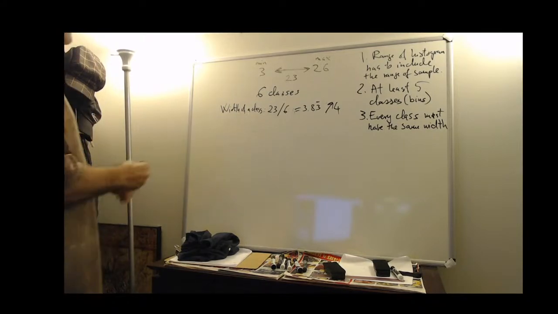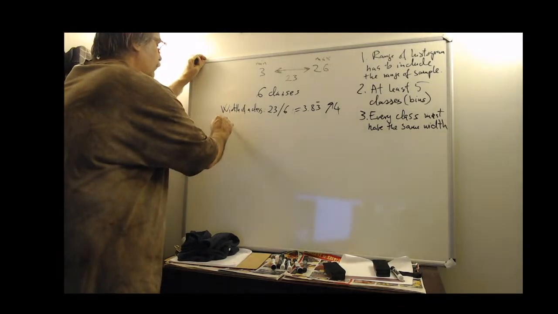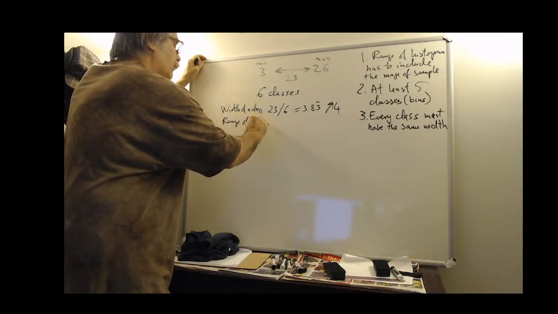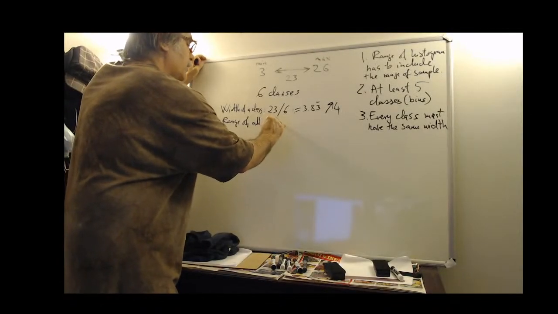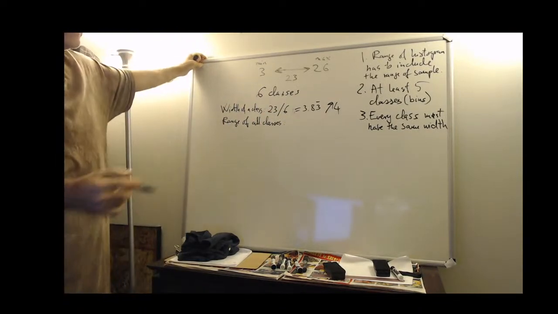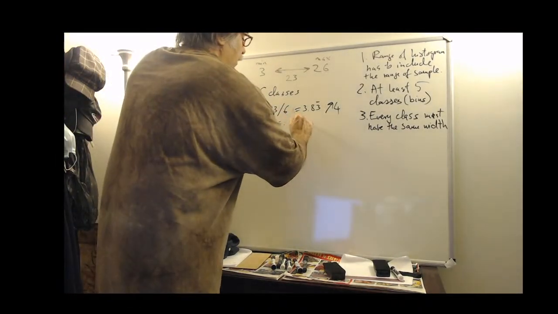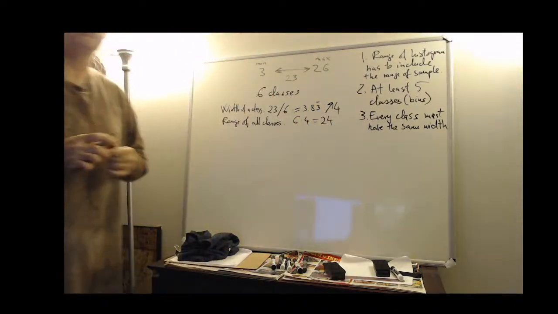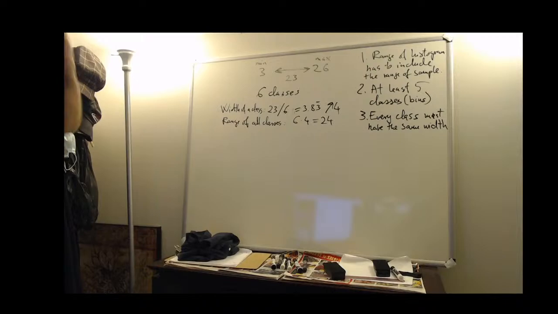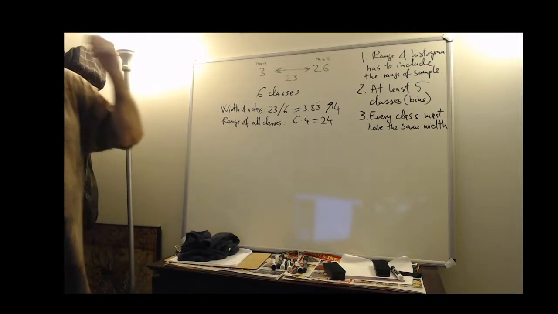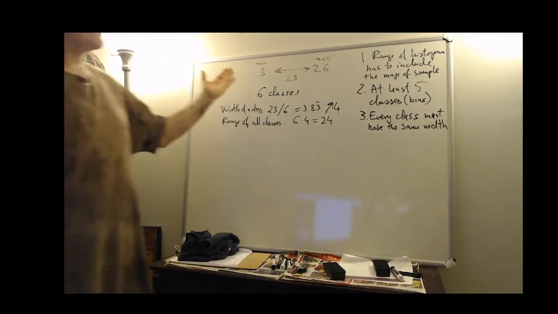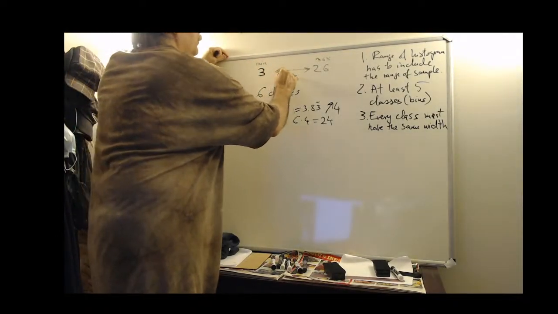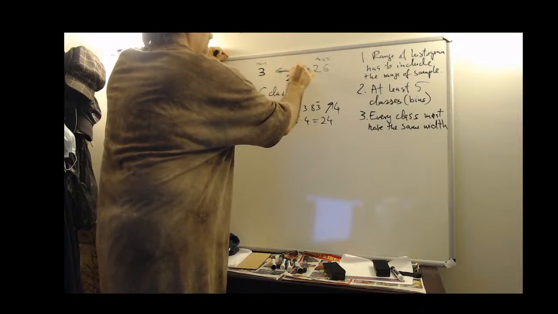Okay, now the range of all classes. The range of all classes is 24, because there are 6 classes, each with the same width of 4, and that makes it 24 total. So now I'm thinking I need to cover 23, which is the range of the data, the range of the sample, with 24.